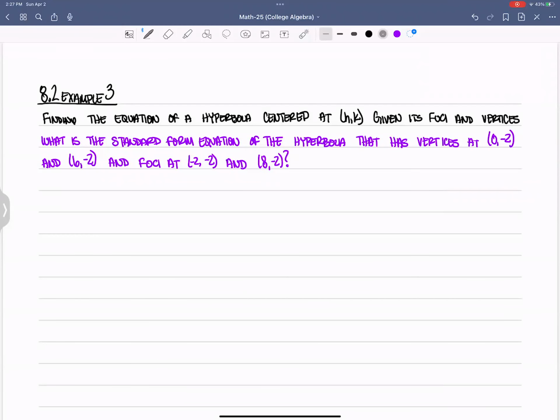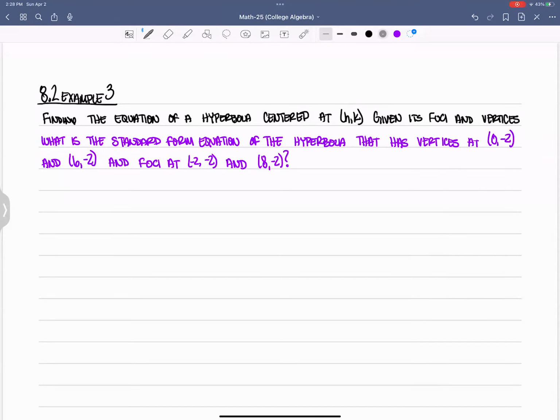Section 8.2, example 3, finding the equation of a hyperbola centered at (h, k) given its foci and vertices. What is a standard form equation of the hyperbola that has vertices at (0, -2), (6, -2), and foci at (-2, -2), (8, -2)? All right, let's see. I'd say let's start by graphing it.